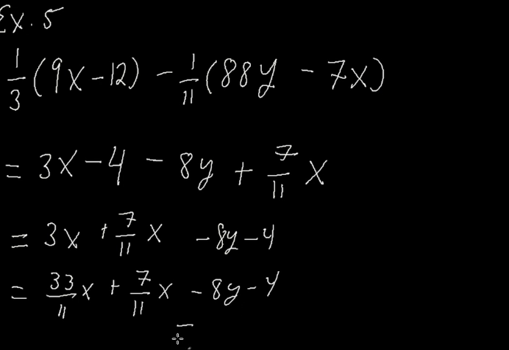Almost ready for that final answer. So 33 plus 7 is going to be 40 over 11x minus 8y minus 4. Okay, so again, I hope this helps. This would be the final answer.